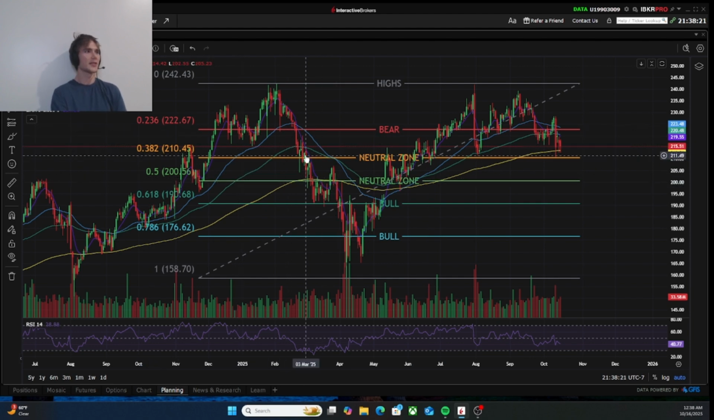Neutral zone, 0.382 to 0.5. I kind of call this the decision zone. The market often slows down here. Buyers and sellers can be balanced. Price can consolidate quite a bit. I usually stay patient in this area and wait for structure to confirm a direction before I start making a move. Finally, the bull zone, the 0.618 and 0.786.